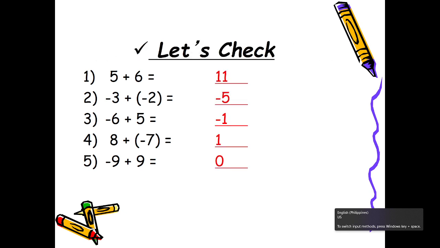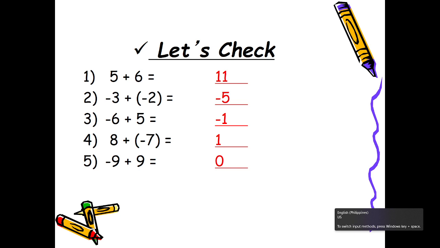Okay, let's proceed to the checking and let me rationalize my answers. For number 1, both are positive, so we simply add 5 and 6 to get 11, which should also be a positive answer. So 5 plus 6 is positive 11. Number 2, we have two negative numbers, negative 3 plus negative 2. In this case, we simply add the numbers 3 and 2, which gives us 5, and we copy the sign. Since both are negative, the final answer is negative 5.